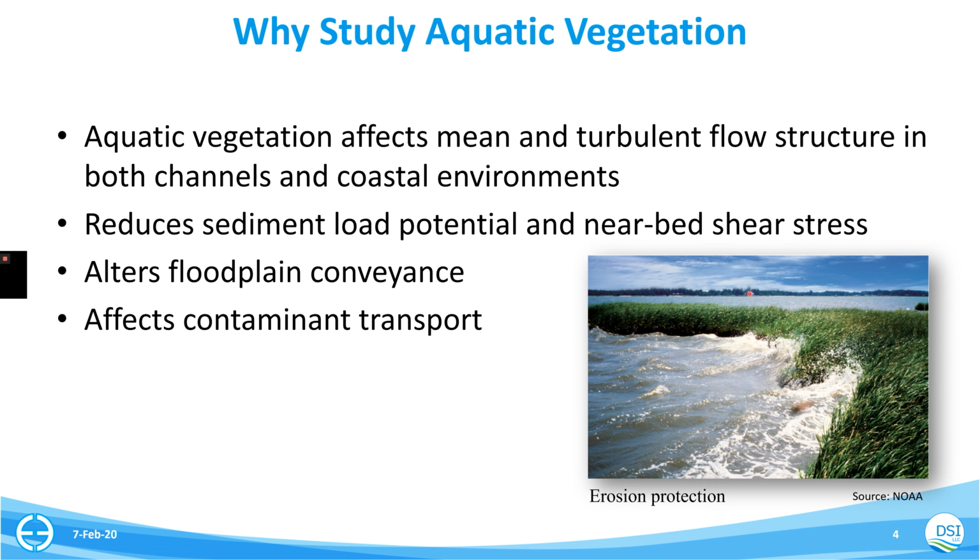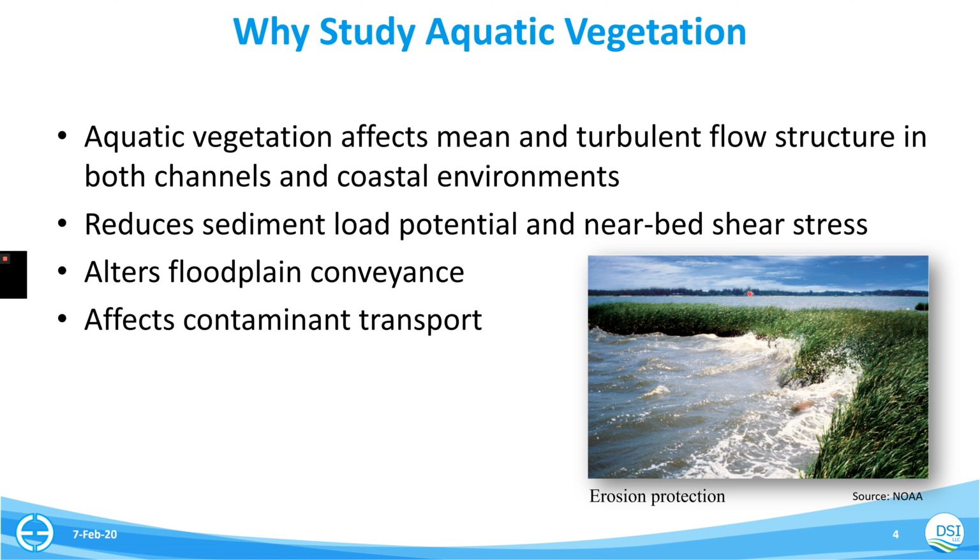So why would we like to study aquatic vegetation? Because vegetation can affect the turbulent flow structure in an open channel or a coastal environment, especially in the estuary and the nearshore area, and the vegetation can reduce the sediment, the load potential, and reduce the nearby shear stress.